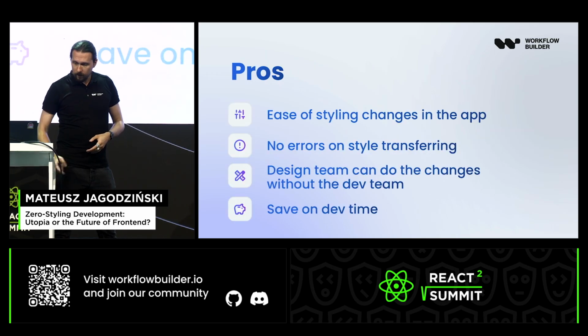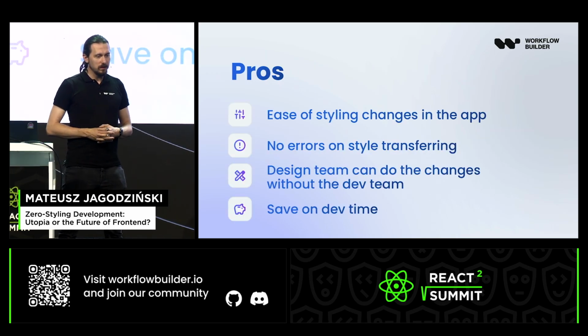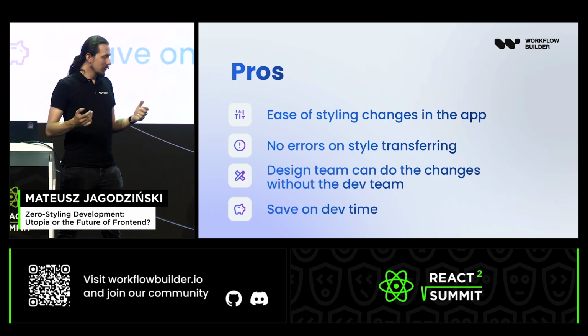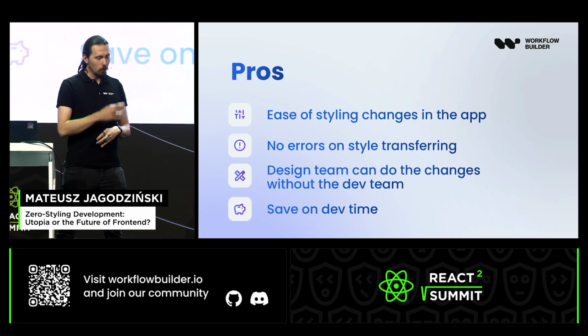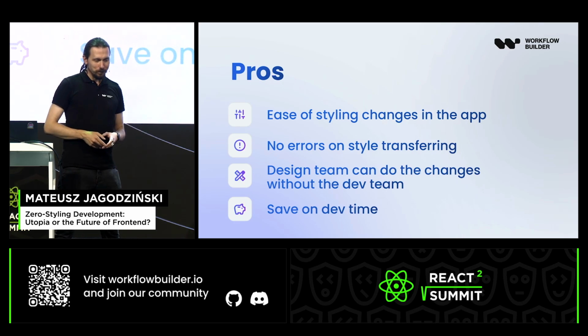So, what does it allow us to do? Well, it makes changes of styling in the app much easier, especially for cases like ours, where very often there are no logic changes, but just making sure that the Workflow Builder setup is now following the company branding of the tool that is being used. No errors on style transferring, right? If it's all done by the design team and you reference the token, you can never misspell that one property or paste in the wrong number.